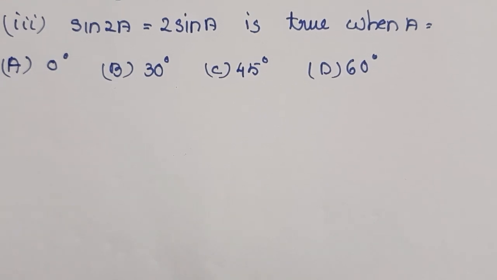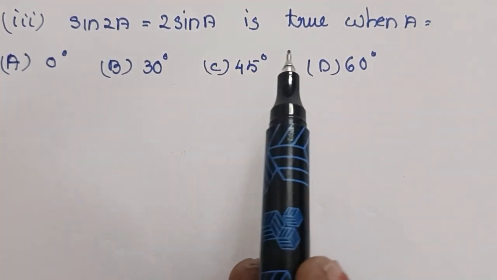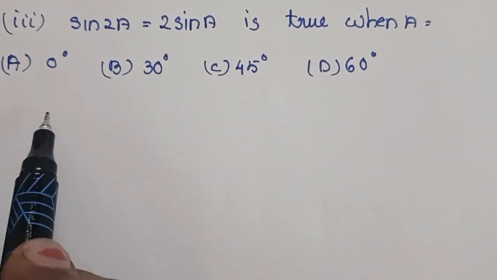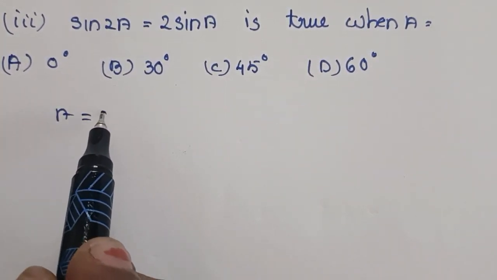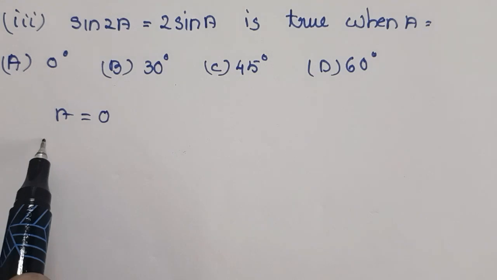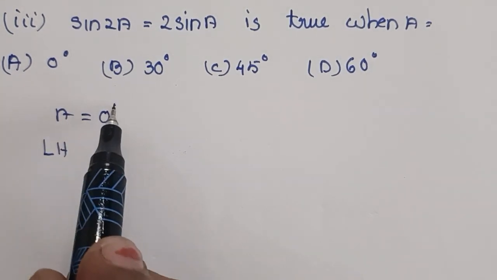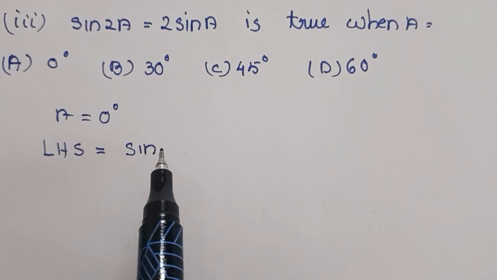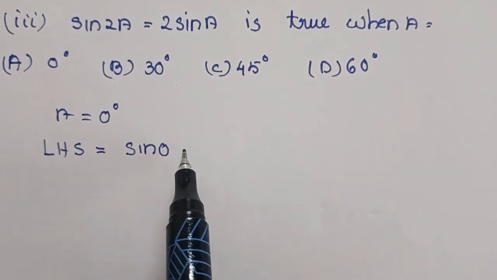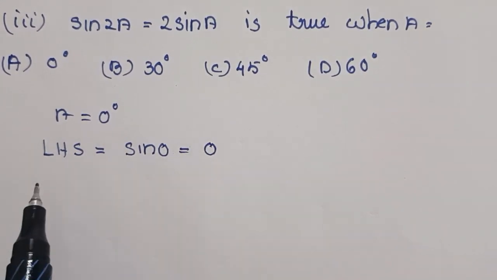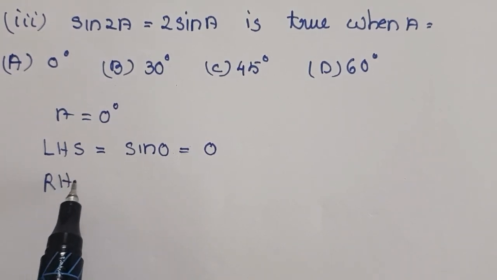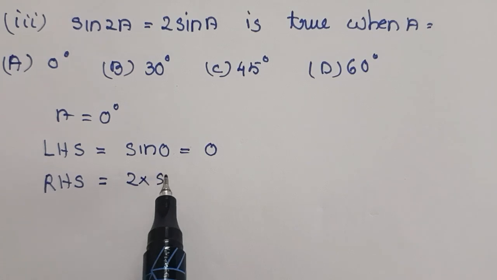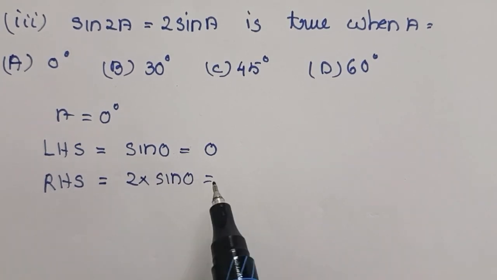Third one: sine 2a equal to 2 sine a is true when a equal to. We can substitute the first choice, that is a equal to 0. Substituting a equal to 0 degree, LHS will become sine 2a, that is sine 2 into 0. 2 into 0 equal to 0. Sine 0 equal to 0. RHS: substituting the value of a equal to 0 in RHS, we get 2 into sine 0. Sine 0 is 0.